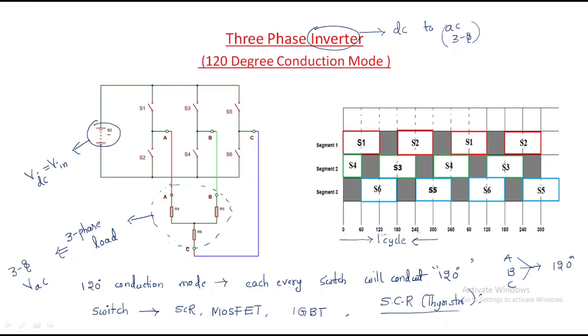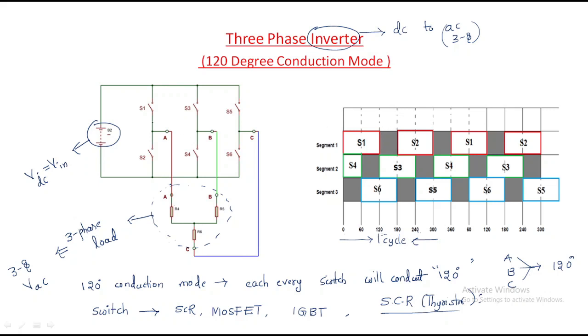So after starting the S3 for 120 degrees, this S5 will be started. This S5 will be conducted for 120 degrees. After that, it will be open. Next, we have to give the 60 degrees gap. This will be an open system.